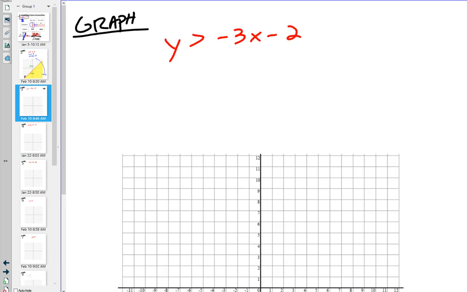Ariana, y is by itself. What's the slope here? We'll write it as a fraction to help us graph. And Caleb, what's the y-intercept? -2.